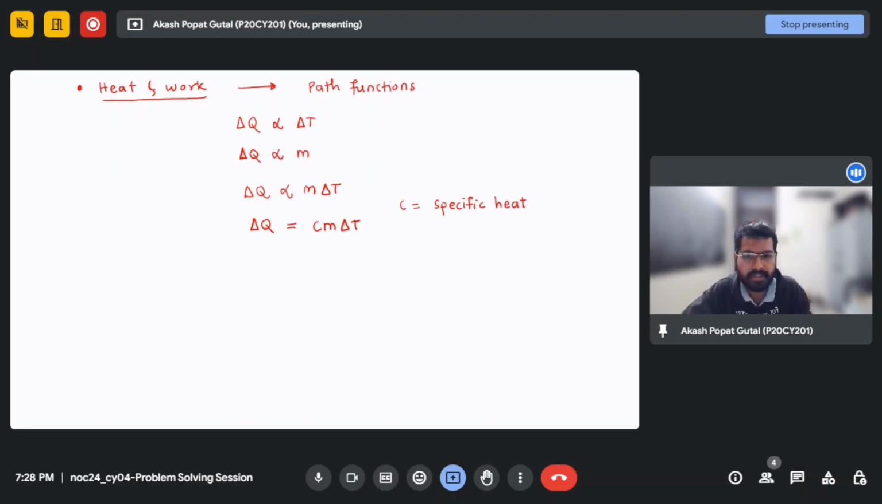So how we define the specific heat is that, for a given substance, the heat needed to increase the temperature of the substance by just 1 degree, per unit mass of that substance, is called the specific heat. This is the definition of specific heat, and then we move towards the first law of thermodynamics.